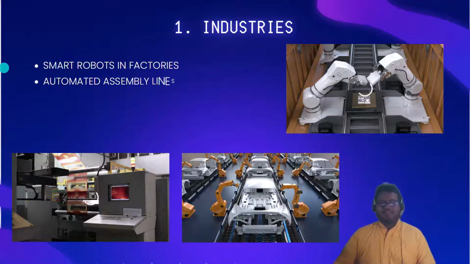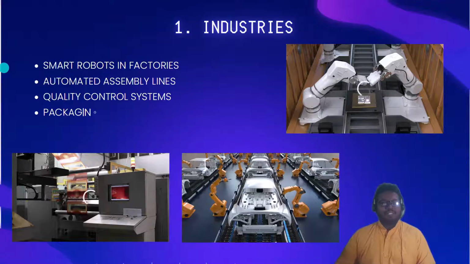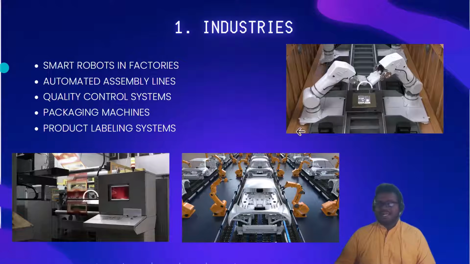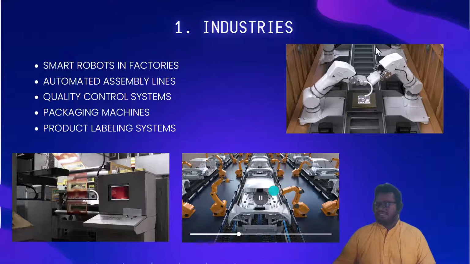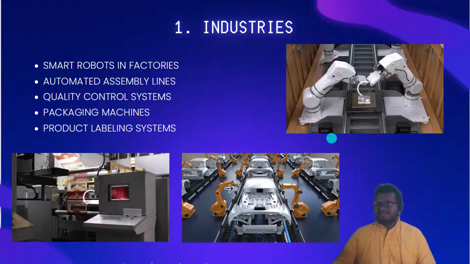Industries. In modern factories, it's not about people doing all the work anymore. Smart robots are assembling products, machines checking quality, automated systems, and handling packaging and labeling. It's like a high-tech orchestra working in perfect harmony. You see these videos? Smart robots, automated assembly lines. This is a product labeling system.